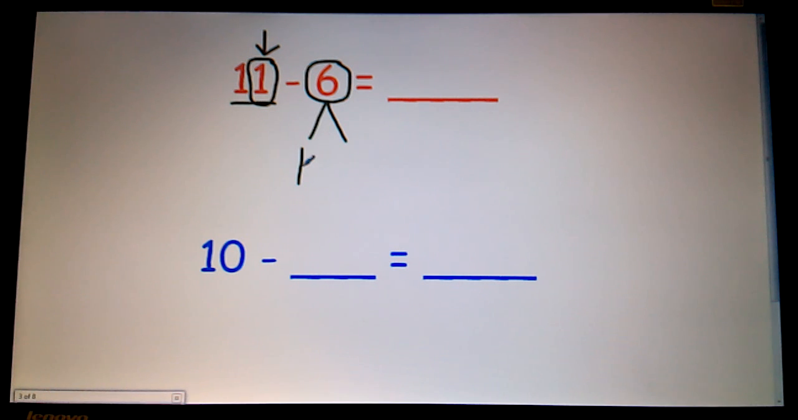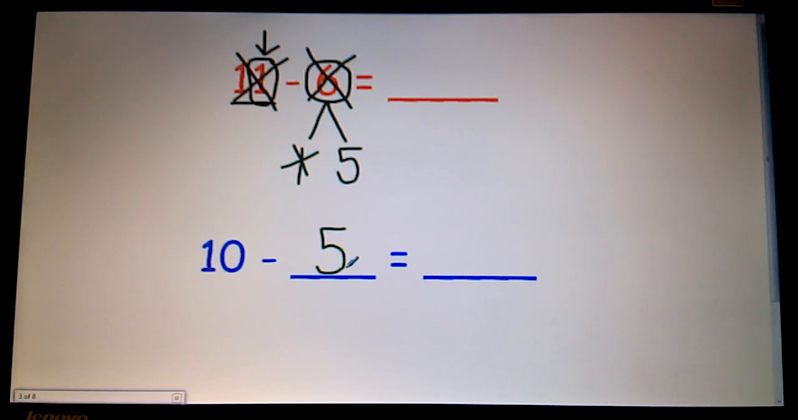Now I'm going to look at the part-whole relationship. 1 plus how many more is going to give me 6? I know that that is 5. I can cross out the 6 now because I've changed it into a 1 and a 5. Let's take a look. 11 minus 1 is going to give me 10. Because I changed that number into a 10, I can cross out those two numbers. The only number I'm left with is 5.